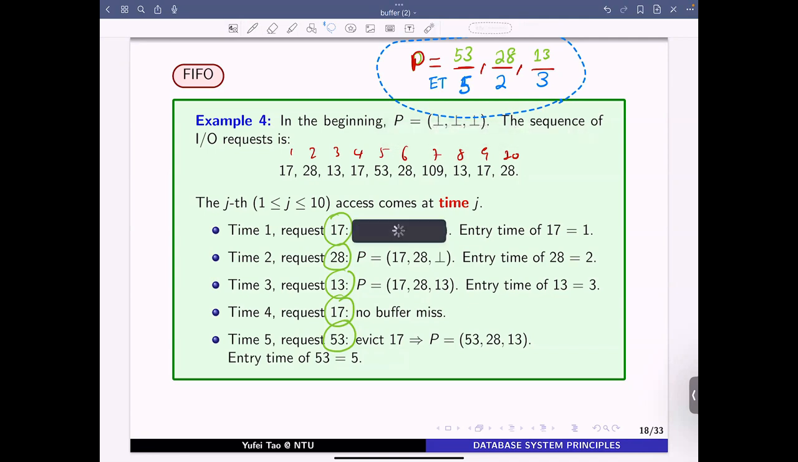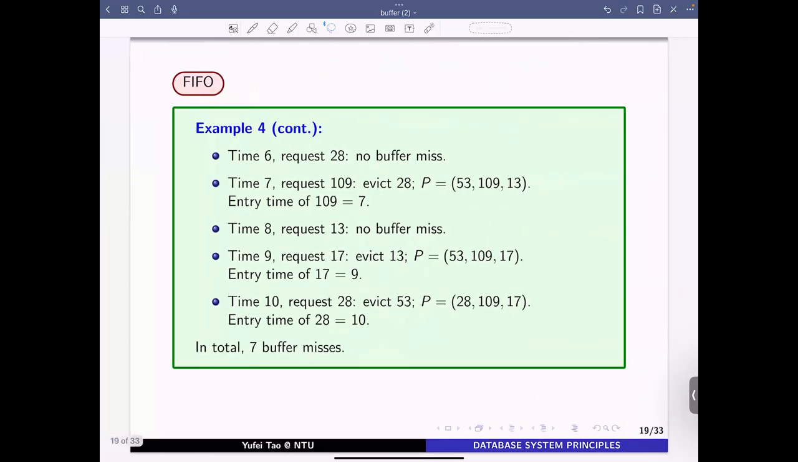Now let's continue. I have the requests here, so I'm not going to list them again. Time 6, that's 28. Good news, that's a hit, so no issues. Now time 7, we've got 109. That's a miss, so we have to kick out somebody.